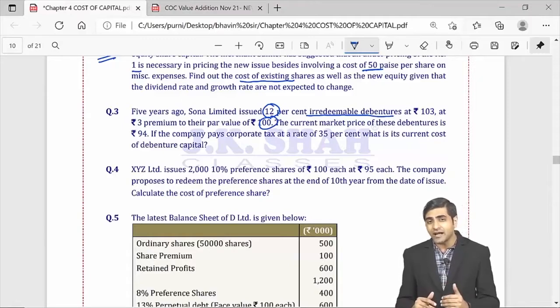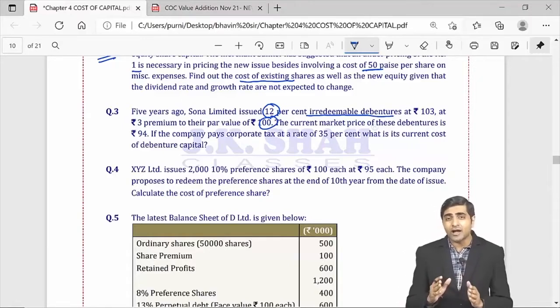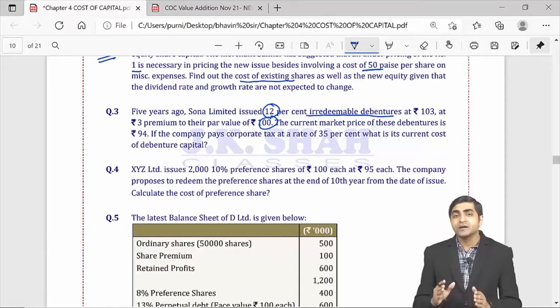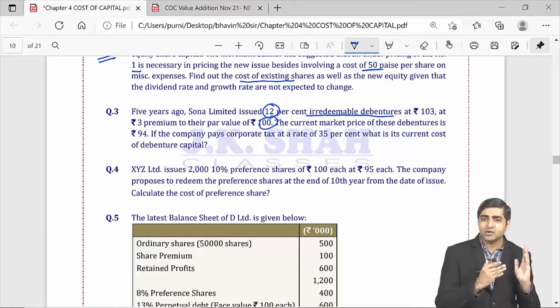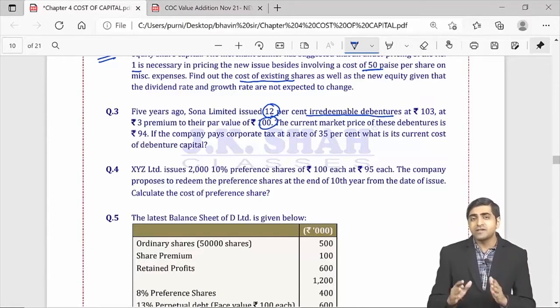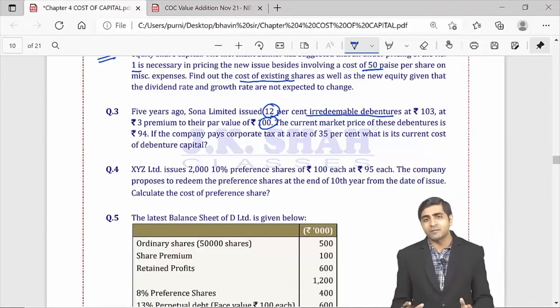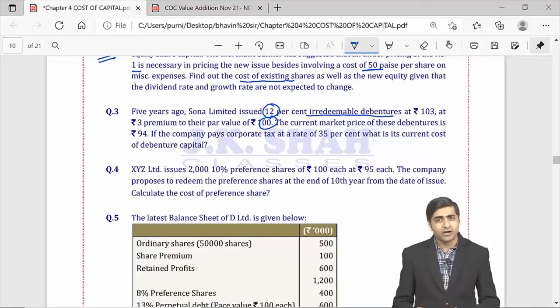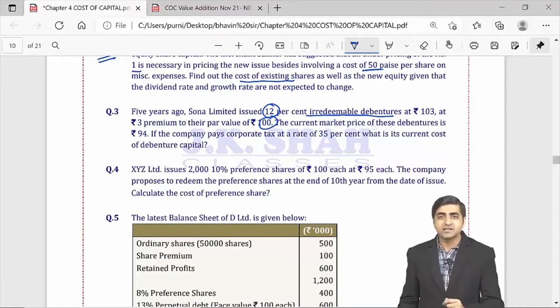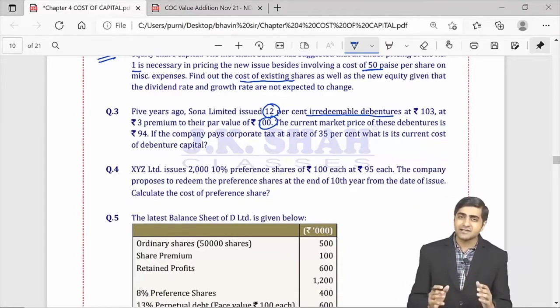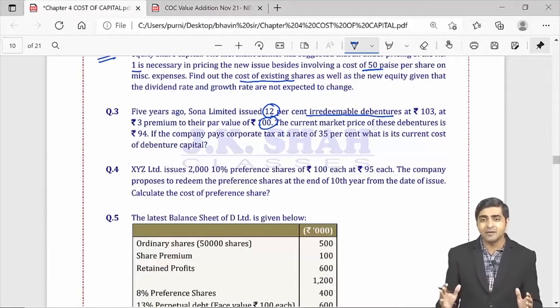But while calculating net proceeds, we are required to calculate the current cost of capital, and these debentures were issued 5 years ago. So right now we just need to check what is the market price of the debenture, which is very well stated, and that's nothing but 94. So hence in the net proceeds we will be writing down 94, and that's how your KD irredeemable will also be calculated.